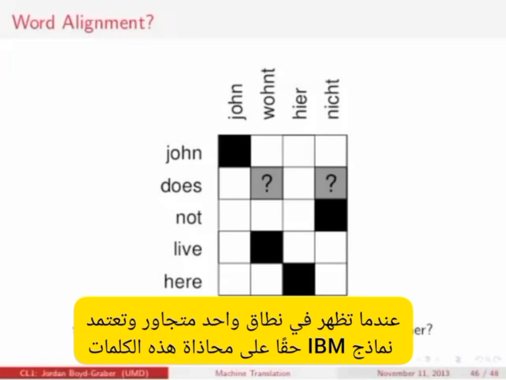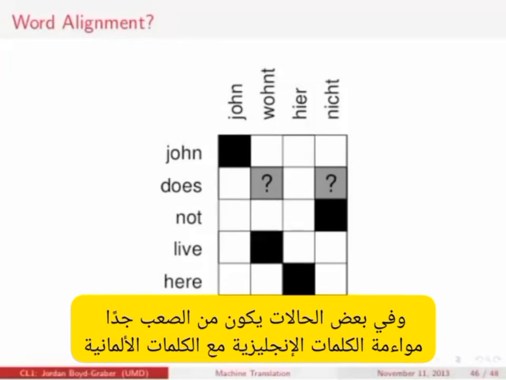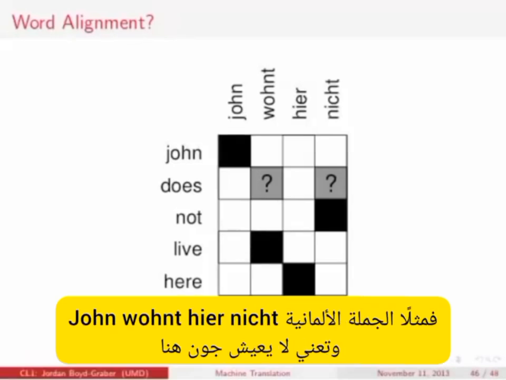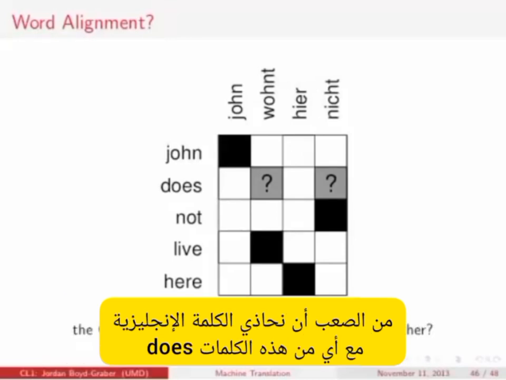And the IBM models really depend on this word alignment. And in some cases, it's very hard to align English words with German words. So for example, John wohnt hier nicht, it's hard to align does with any of those words.